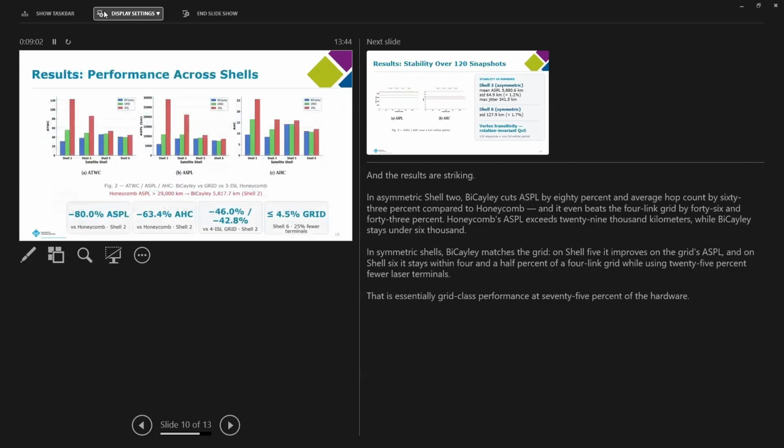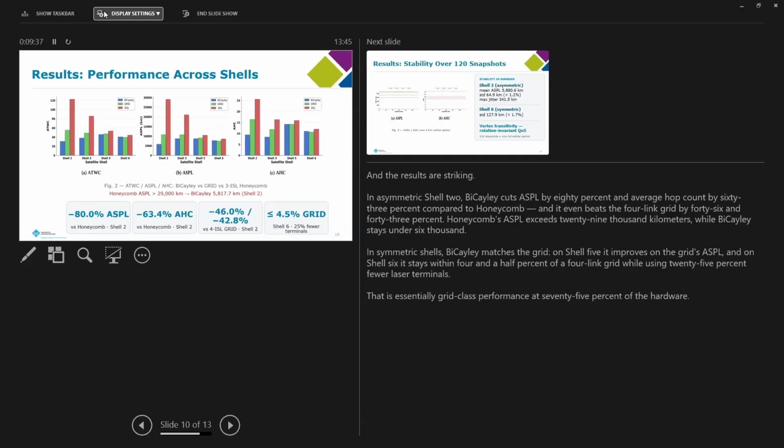And here comes the result. In the asymmetric shell, like shell 2, the BiCayley extraordinarily bypasses the 2 baselines. It cuts average shortest path length, what we call ASPL, by 80% and average hop count by 63% compared to honeycomb. And it even beats the 4-link grid topology by 46 and 43%. And honeycomb's ASPL exceeds 29,000 kilometers, while BiCayley stays under 6,000.